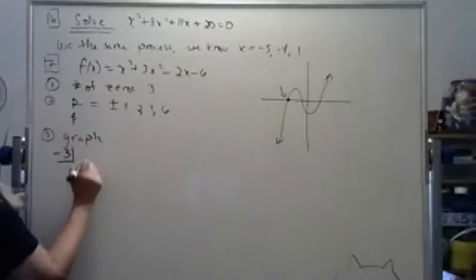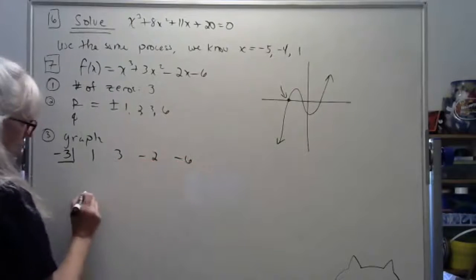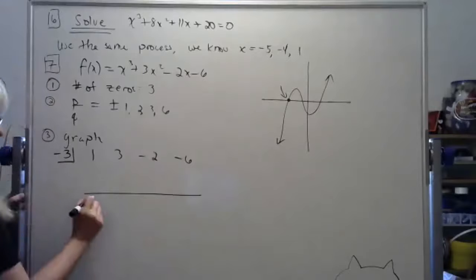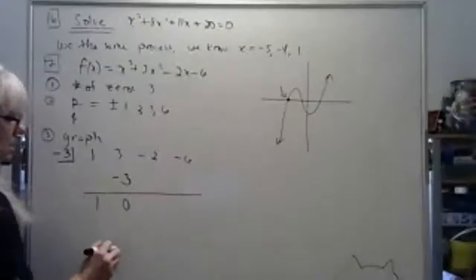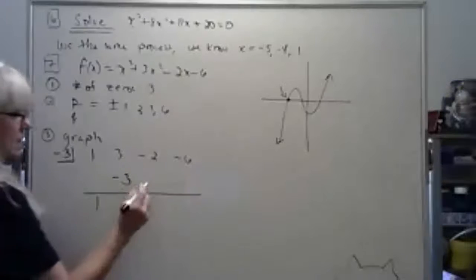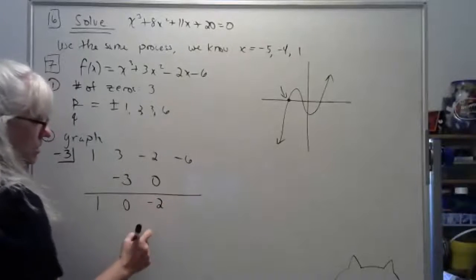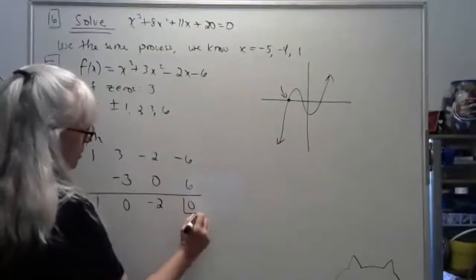So when we use the -3, we've got a 1, a 3, a -2, and a -6 as our coefficients. So we'll bring down the 1. 1 times -3 is -3. Adding gives me 0. It's okay. Don't freak out when you get a 0. 0 times anything is 0. Adding that column is -2. -2 times -3 is a +6, and adding gives me a 0, which is what we want.